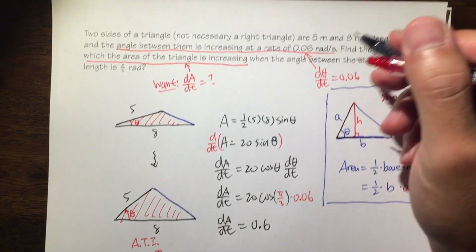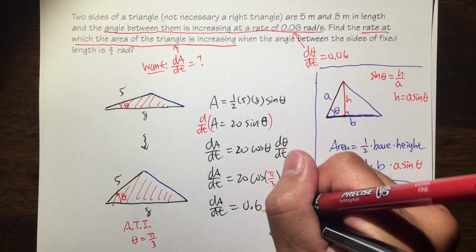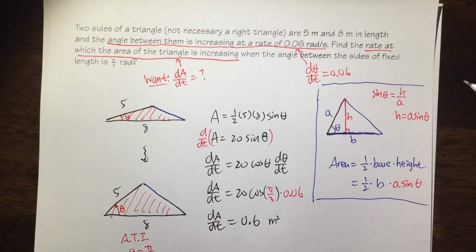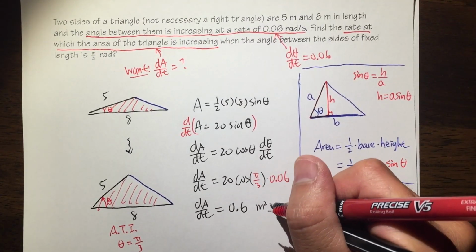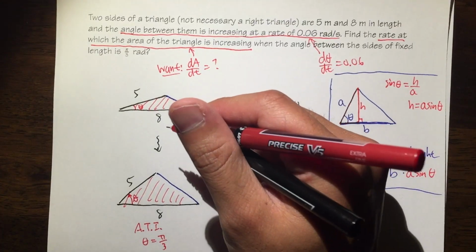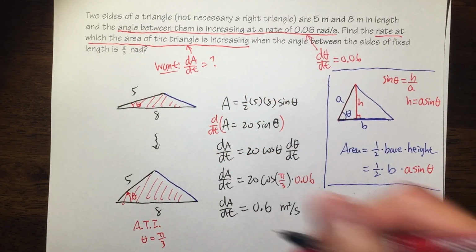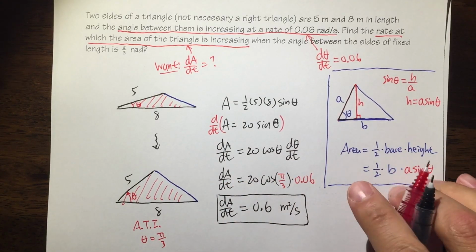In the end, let's put on the unit. For area, in this case, the length was in meters, so the unit for area will be meters squared, and the time unit was seconds, so I'll just put on meters squared per second. This is positive because the area is increasing right here. So we are done. That's it.